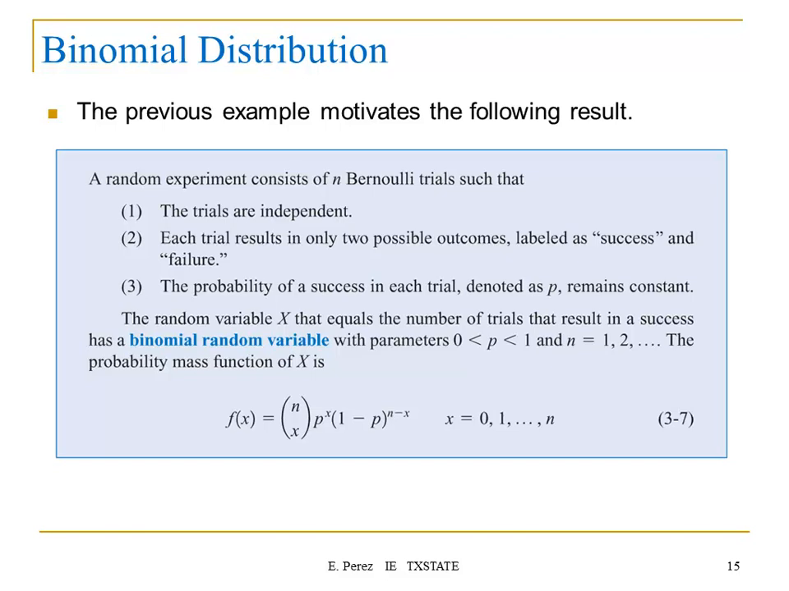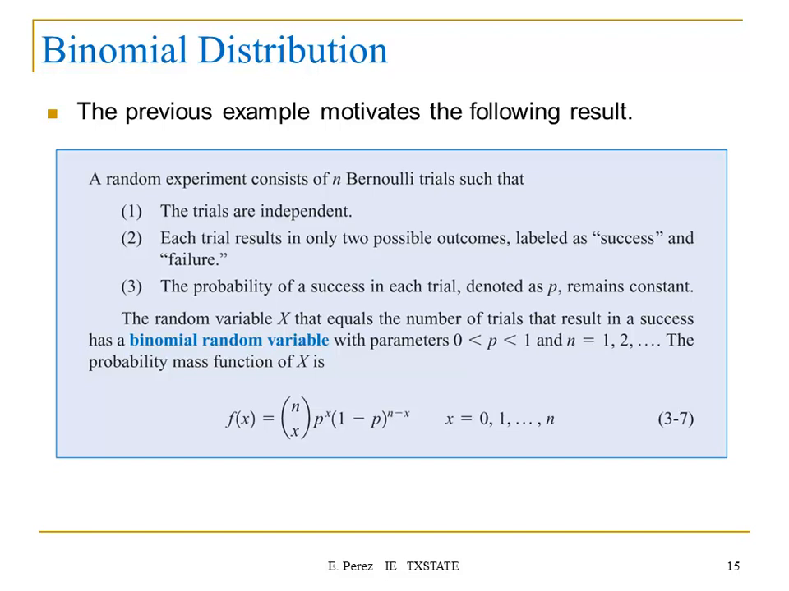So when you have such a random variable that only has two outcomes, then you know that you're dealing with a Bernoulli random variable. The random variable that equals the number of trials that result in a success is a binomial random variable. And we can compute the probability of such a random variable using the binomial distribution, which is here. It's this function right here.